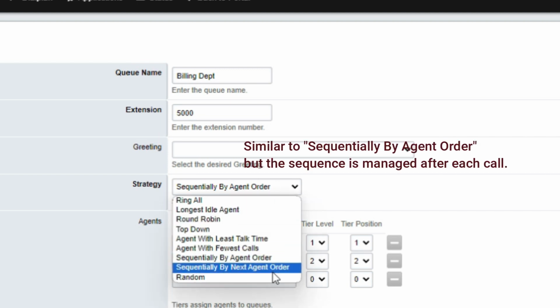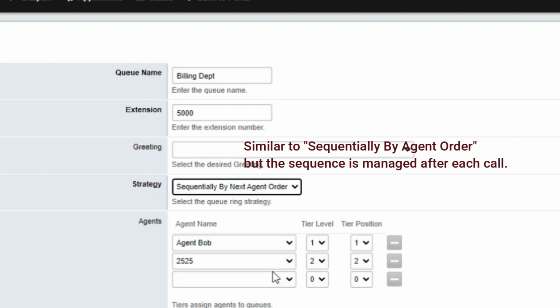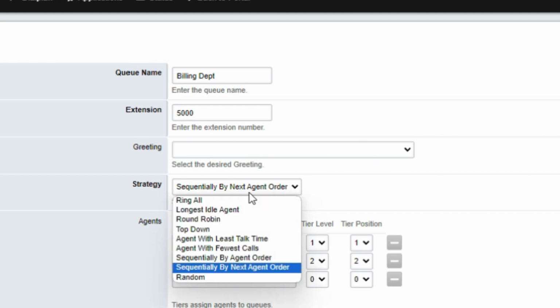Sequentially, by next agent order. This means that calls are distributed to agents based on a predetermined sequence. This sequence is defined by the tier and the order within that tier. In simpler terms, it's like a lineup where each agent takes their turn based on their position in the line. This strategy ensures a fair distribution of calls and can help manage agent workload effectively.